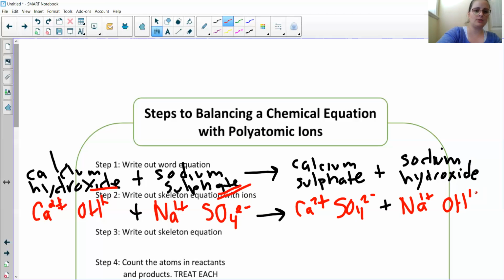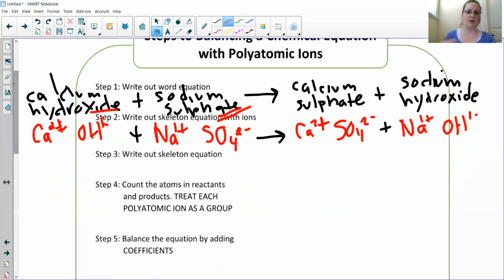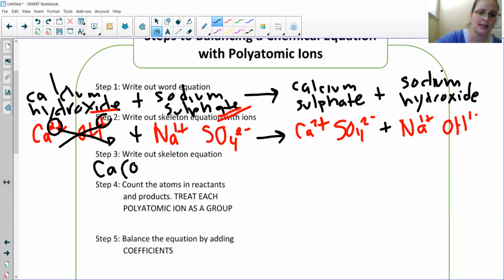So now we are going to write out the skeleton equation by putting those together. And up until this point, we're actually just doing review. The balancing comes after we have that skeleton equation. So we're just going to use the crossover method. So how many calciums are there? There is 1. How many hydroxides are there? There are 2. So remember, when there's 2 of a polyatomic ion, you put a bracket, OH2.